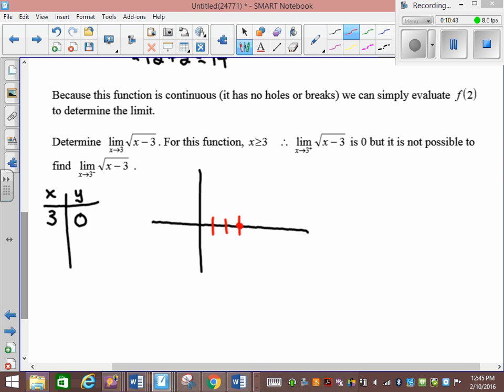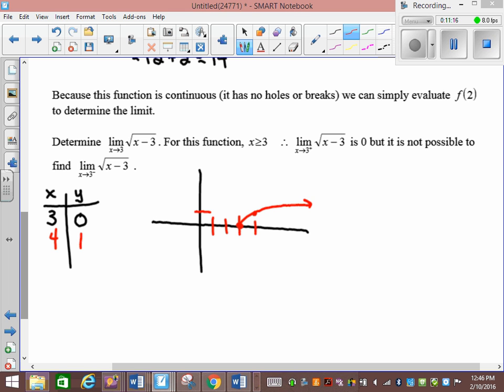Let's put in 4. 4 minus 3 is 1. The square root of 1 is 1. So 4 and 1. Etc. Right? So from the right, this graph is approaching 0. From the left, there is no graph. So I can't give what the limit is from the left because there is no graph from the left. Okay? So the overall limit doesn't exist.